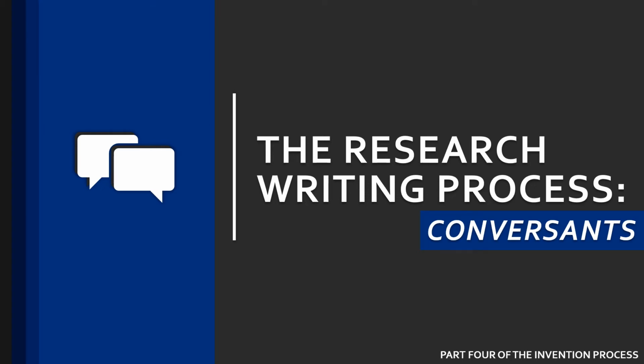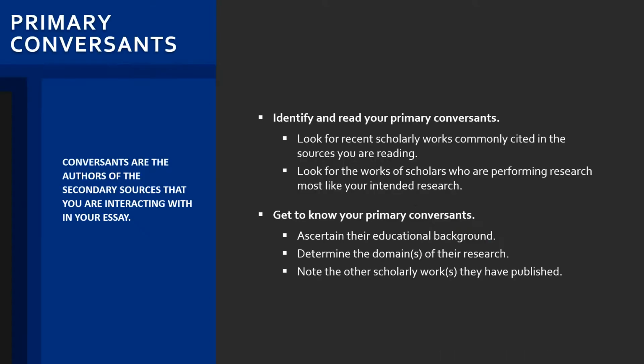The Research Writing Process, Conversants, Part 4 of the Invention Process. The authors of the secondary sources that you are interacting with in your essay are known as conversants, and it is an important step in the research process when you identify your primary conversants and read their research on the topic. Some writers only place their writing in conversation with prominent landmark figures in the field instead of recognizing that their primary conversants are contemporary scholars who are writing similar secondary sources on the topic.